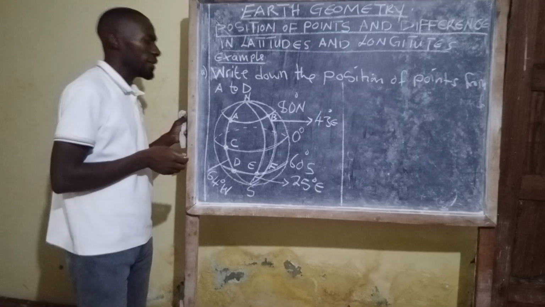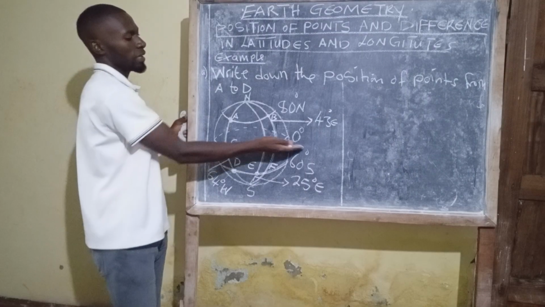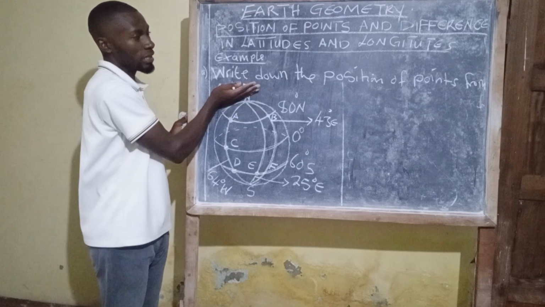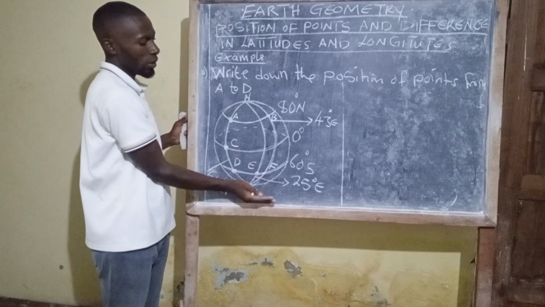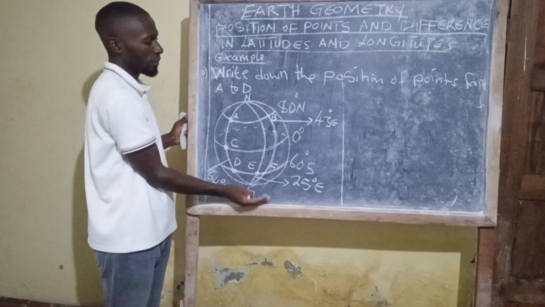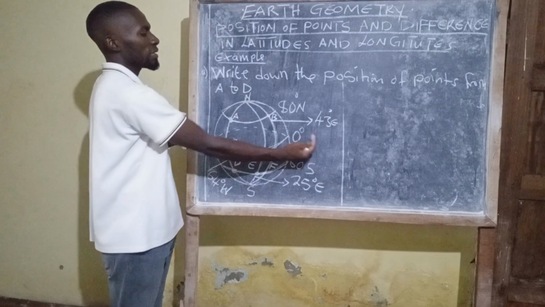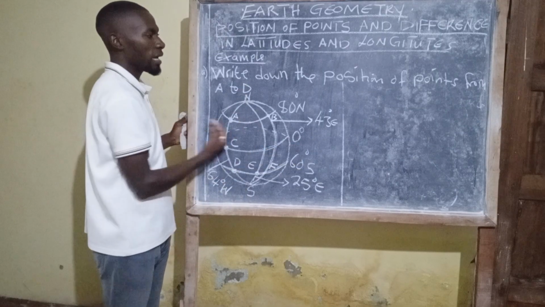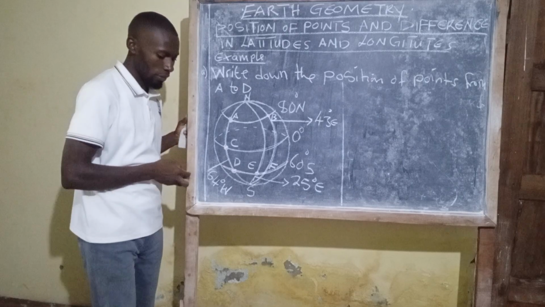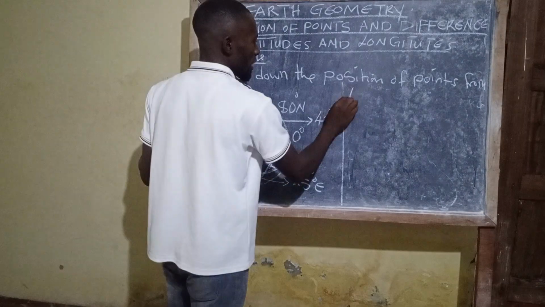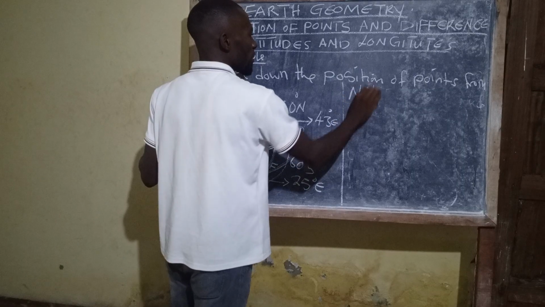The simple points that I'm going to give you is that if you look at this model here, it is divided. The upper part is the north. The lower down is the south. Then when you also look at the part of the longitudes, one side is east, the other side is west.